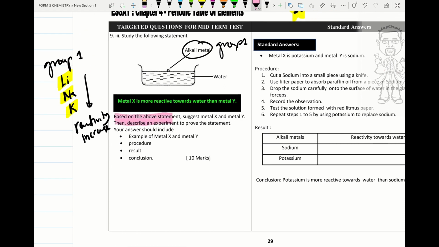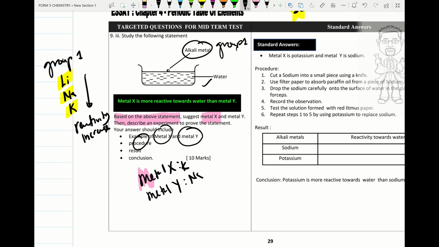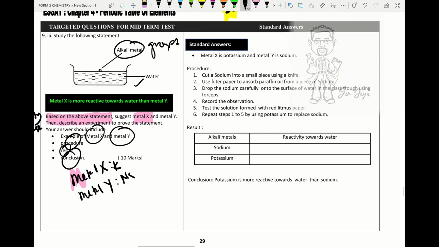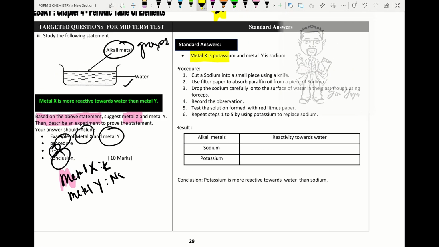Based on the above statement, suggest metal X. I suggest the more reactive metal X is potassium, and metal Y is sodium. We need to include examples of metal X and metal Y, the procedure to conduct this experiment, the result and the conclusion. So the standard answer: metal X is potassium, metal Y is sodium.